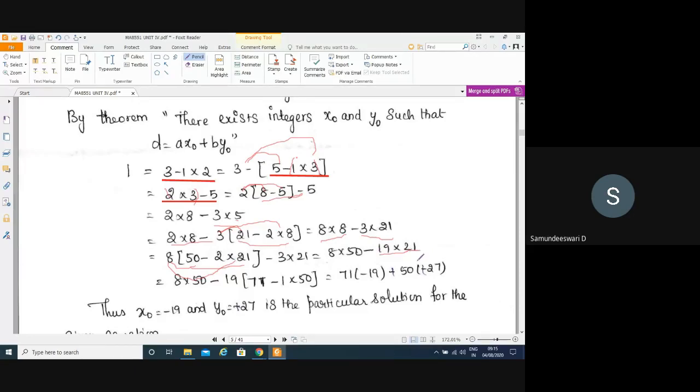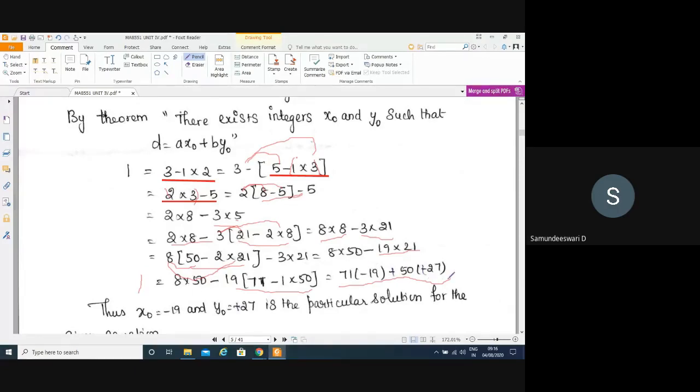Again replace 21 with 71 minus 1 into 50. Now 8 into 50 minus 19 into 71, minus into minus plus 19 into 50. Already 8 into 50 and 19 into 50, so 27 into 50. Don't multiply directly, you have to add it, because we need that format: x naught into a, y naught into b. So 1 equals a x naught plus b y naught.